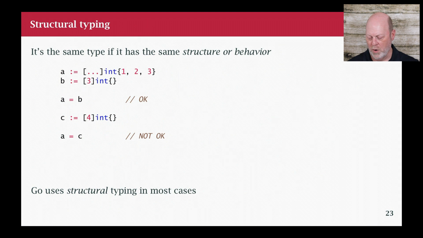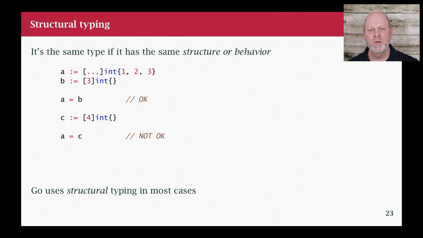So here's an example where we have a couple of arrays of 3 integers. Are they compatible? Yes, because arrays are typed based on their size and their base type, int. They're the same size and the same base type, so we can assign one to the other. The B to A assignment is legal. The C to A assignment is not, because C is an array of 4 ints, and the size is part of the type, and 4 and 3 are not the same, so it's not the same type.